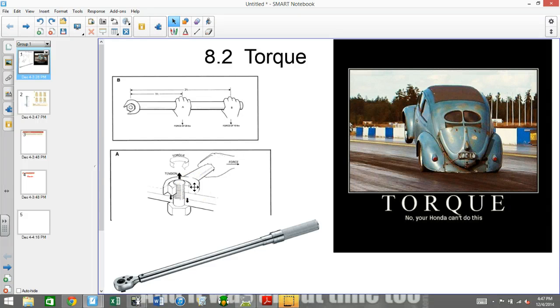Welcome, ladies and gentlemen, to 8.2. This is part 1 of 2 dealing with torque.